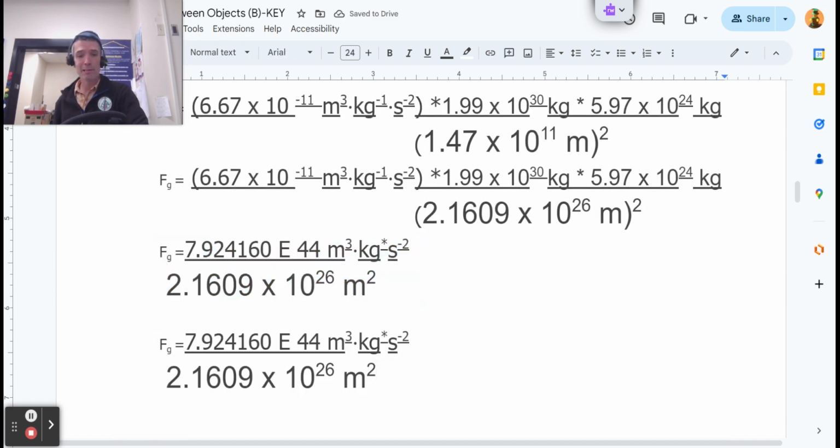Okay. Now the units, they're going to reduce further to, these would go away. All right, and that's what it's going to be. Now I'm going to do this on the calculator.